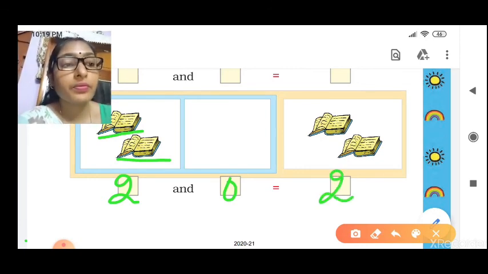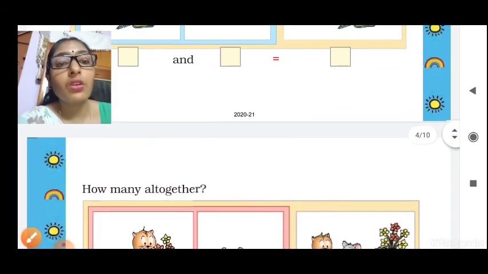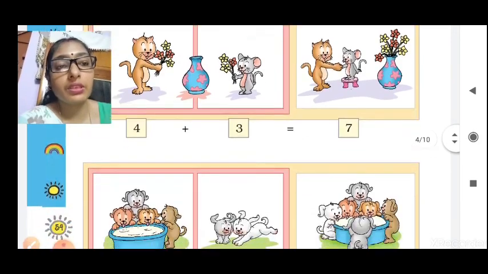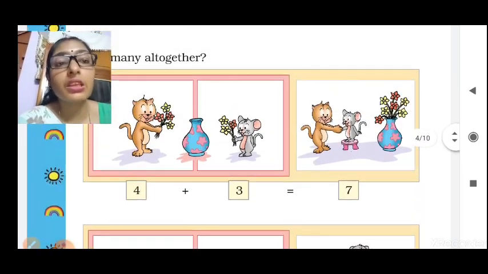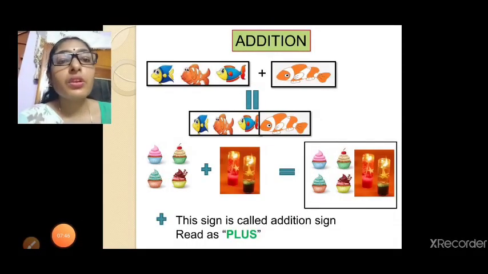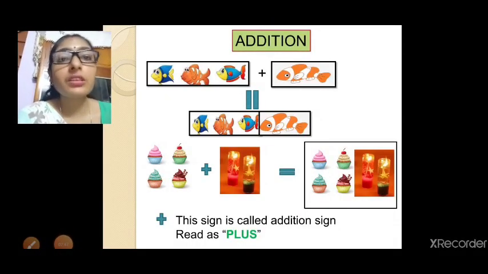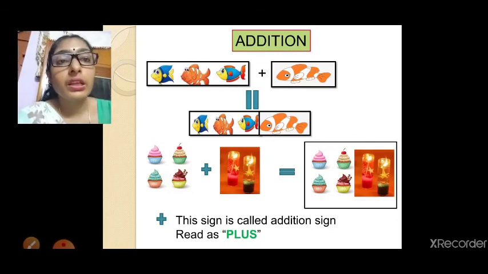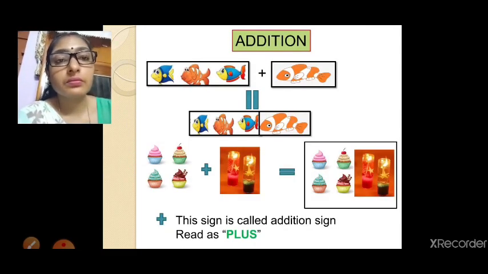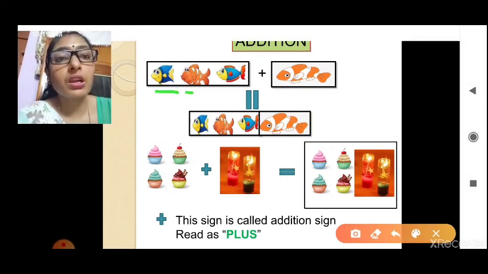Okay, now again they have given the picture. Now we will see. So here I have given some picture. First picture, if you observe here, how many fish? 1 2 3, plus. So you can see here one sign, plus.